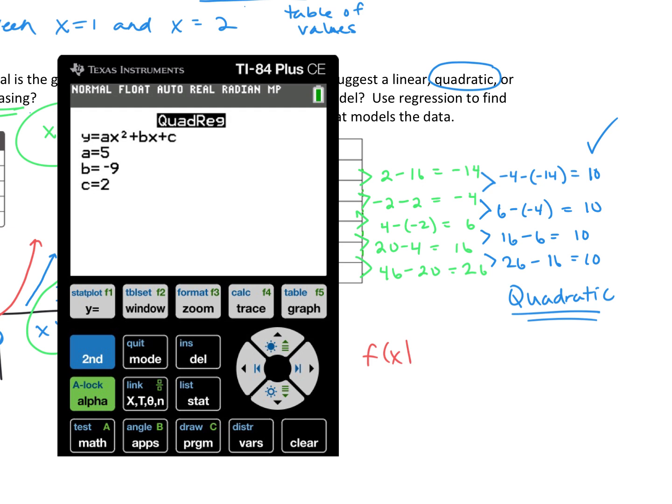Maybe I'll say f of x equals, so ax squared, we said that a is 5, so it's going to be 5x squared, plus bx, our b is -9, so minus 9x, and then our c value is 2, so plus 2, and here is our quadratic regression. That is the best quadratic function that will model the data in that table. And that was our last question. All right. Nice job, everyone.